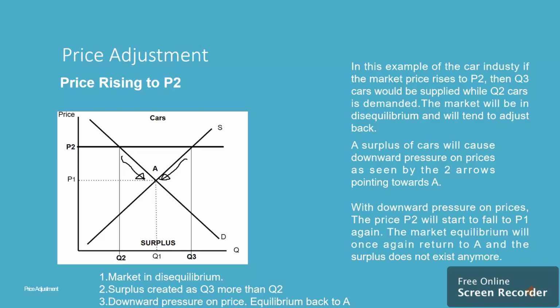A surplus of cars will cause downward pressure on prices, as seen by the two arrows pointing towards A. With downward pressure on prices, the price P2 will start to fall to P1 again. The market equilibrium will once again return to A and the surplus does not exist anymore.